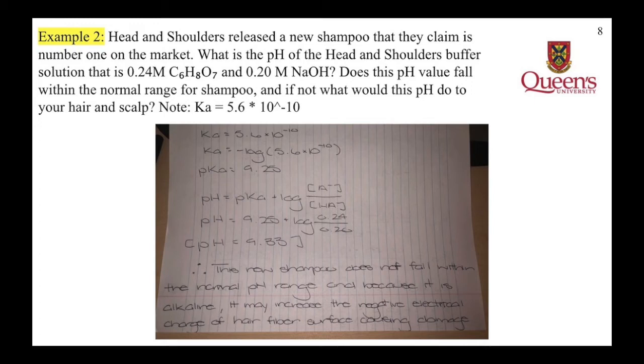And this new shampoo does not fall within the normal pH range of 5 to 7, and because it is alkaline, it may increase the negative electrical charge of your hair fiber surface, causing damage to your scalp.